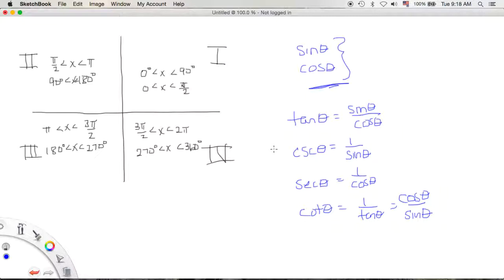Now, we're going to talk about something in class called the unit circle, which is kind of like multiplication tables. You memorize certain sines and cosines of angles, certain key angles, so that you can use them for other ones.